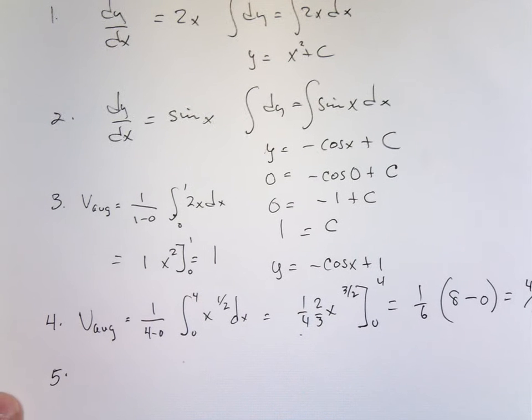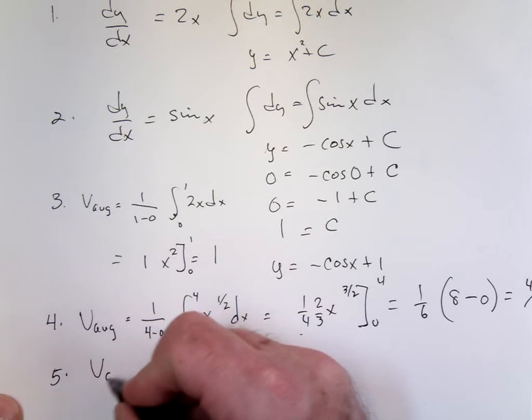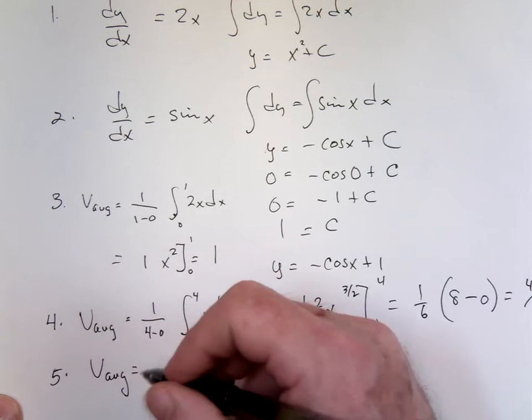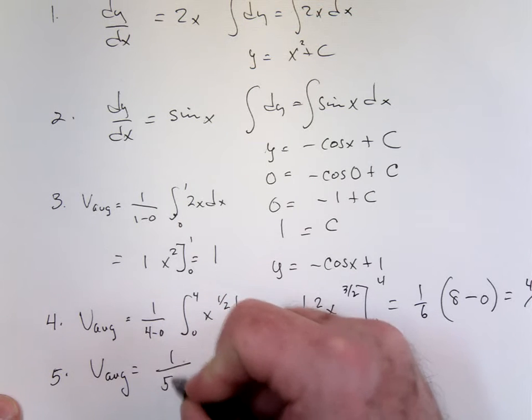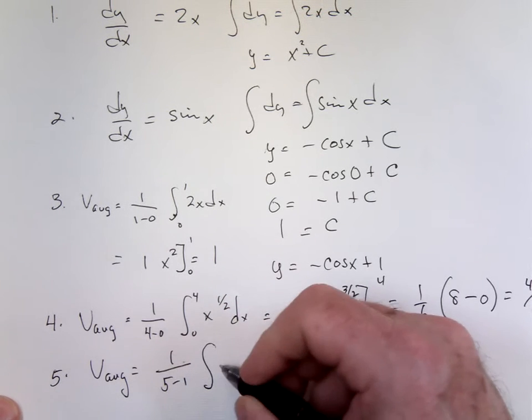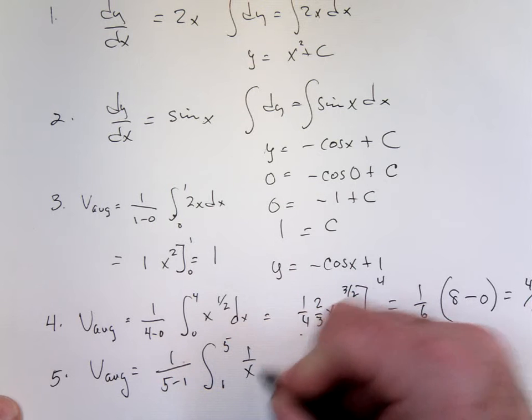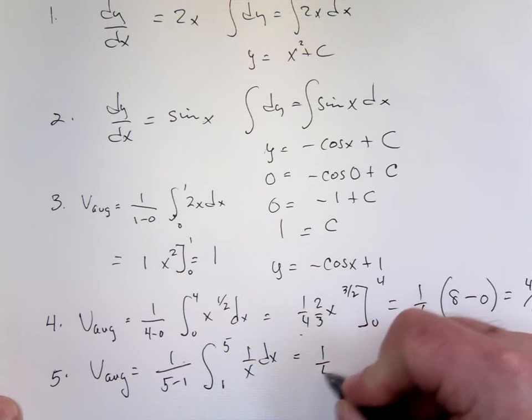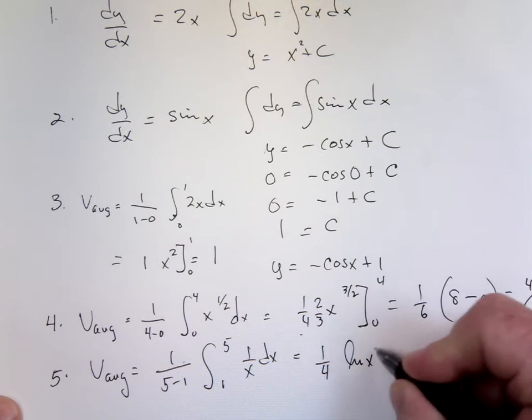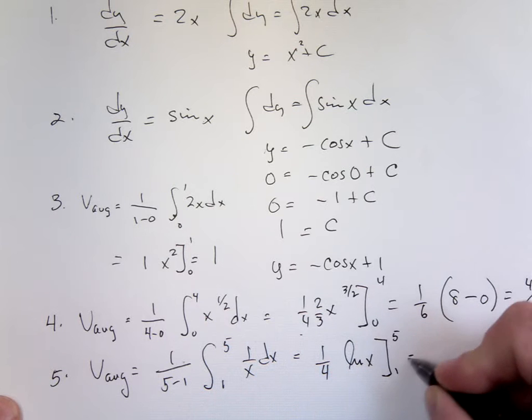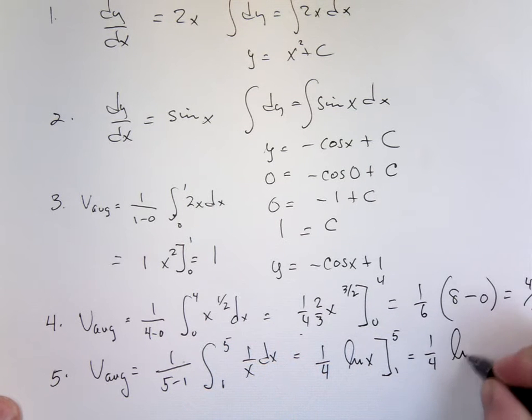Number 5. Average value. 1 over b minus a, the integral from 1 to 5, 1 over x dx. It's 1/4 natural log x from 1 to 5, 1/4 natural log 5 minus the natural log of 1, but the natural log of 1 is 0. This is the answer, which makes it an E answer.